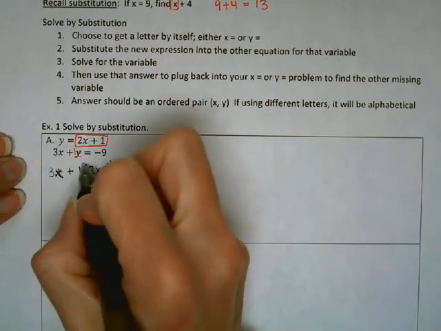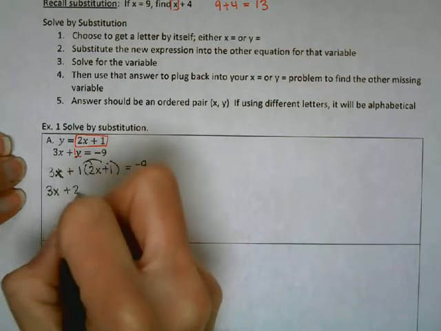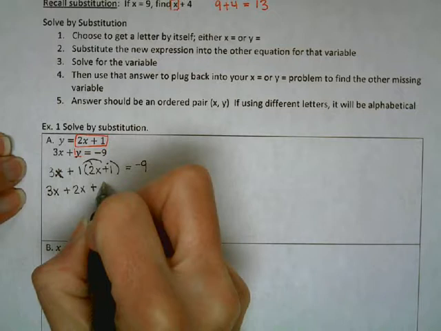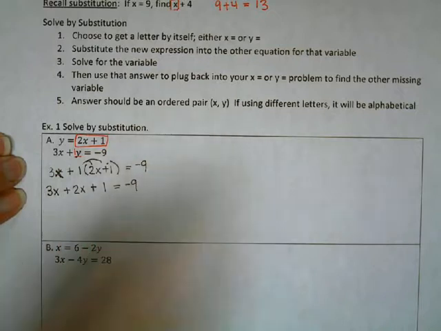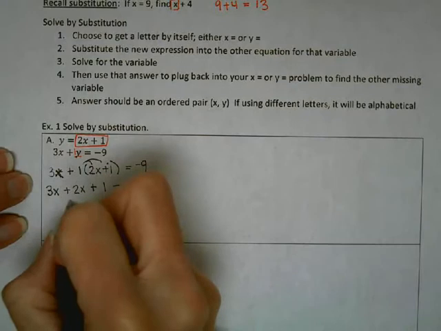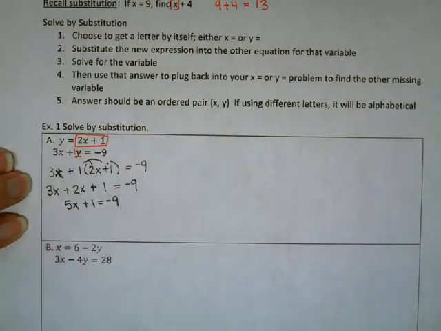Then if you distribute, you get 3x plus 2x plus 1. That's 1 times 2x, 1 times 1. Then combine like terms. This is just our solving. Once you substitute in, we're just using all the solving we learned from Unit 1.